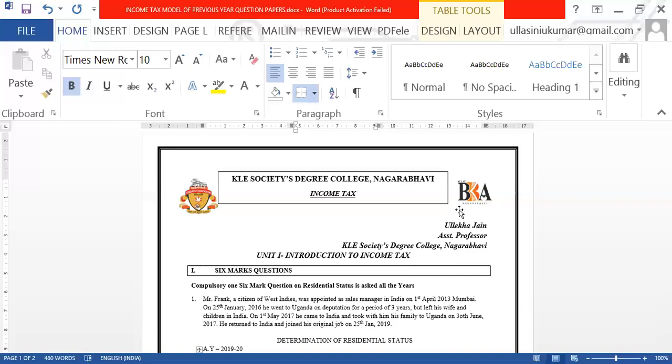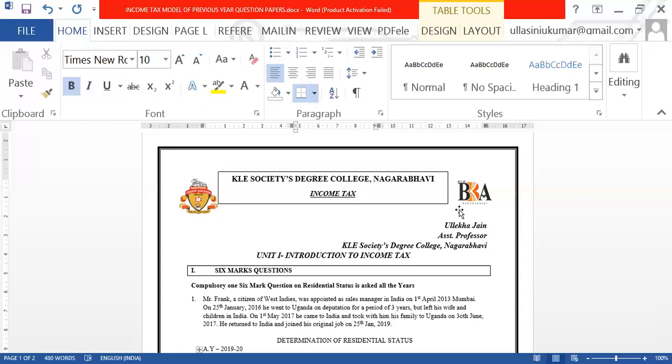If a person satisfies one of the basic conditions and doesn't satisfy any of the additional conditions, or just one of them, he will be a resident but not ordinary resident. For a person to become a non-resident, he would not satisfy any of the basic conditions. So these are the conditions we have learned in section 6 subsection 1 and section 6 subsection 6.